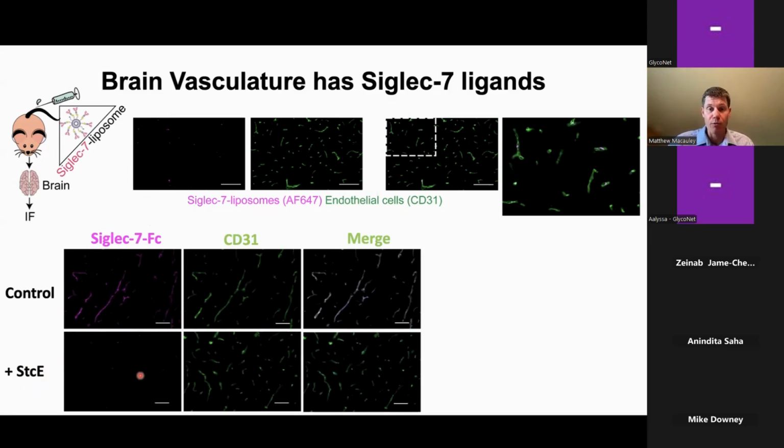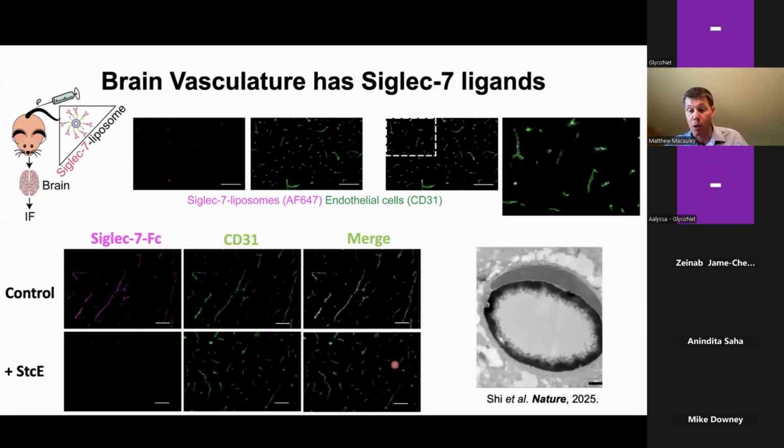So this really reminded us, we actually had these results a couple of years ago, but when this work came out by the Bertozzi and Tony Weiss-Corey paper, we were really quite excited because our results matched something similar to theirs, and they reported that the blood-brain barrier has this very thick coat of mucins. And so it really made a lot of sense in terms of what we were seeing.